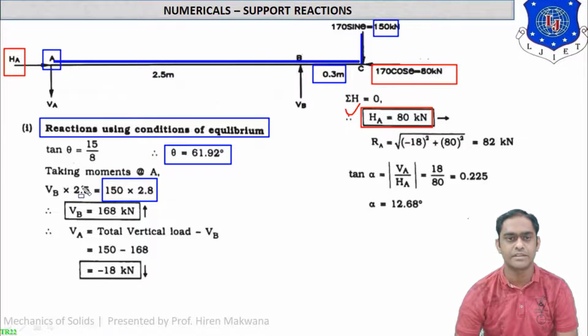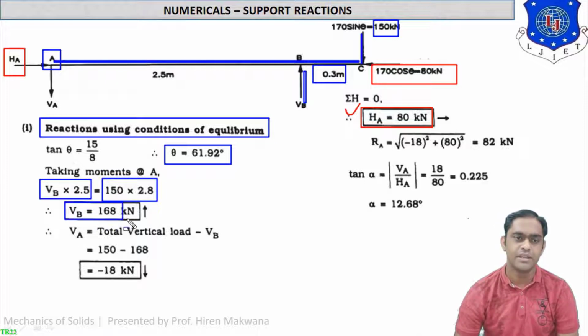So it is clockwise. Now another force is this VB. VB is going up. So upward force will give anti-clockwise movement like this. So anti-clockwise movement, distance from VB to point A is 2.5 meters. So VB into 2.5. So the answer will be VB is equal to 168 kilonewton. So VB is equal to 168 with the help of calculator.